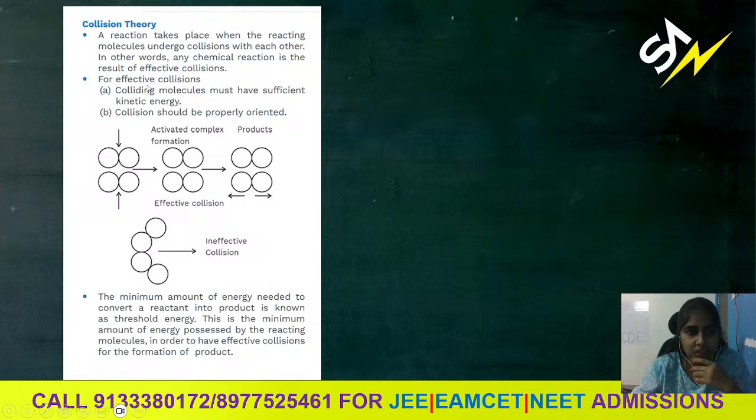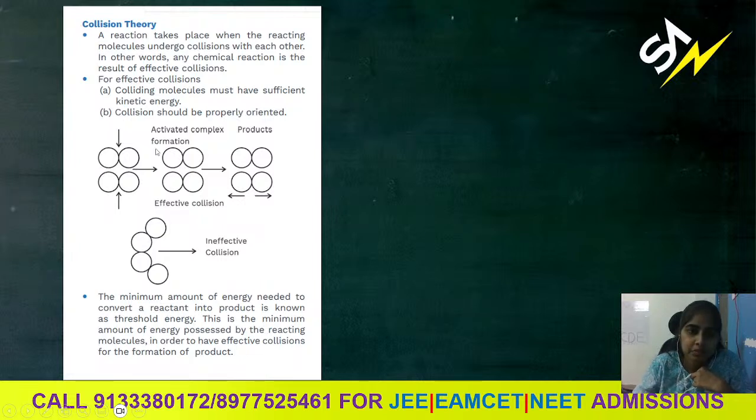For effective collisions, colliding molecules must have sufficient kinetic energy. It means for the correct type of collisions, these colliding reactant molecules must have sufficient kinetic energy, because they need movement in them to collide with other molecules. They must have sufficient kinetic energy. Collisions should also be properly oriented. It means the orientations must be very proper.